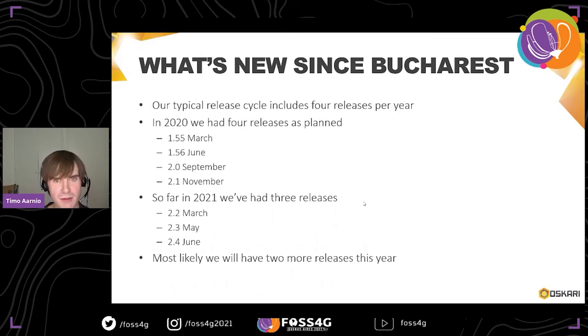So what's new since Bucharest? Typically we release about 4 releases in a year. And in 2020, we had 4 releases as planned: 1.55, 1.56, 2.0, and 2.1, about one per quarter. So once in every 3 months. This year, we've had 3 releases so far. One is coming very soon, next week, hopefully. I have a couple of words about that as well at the end of this presentation.